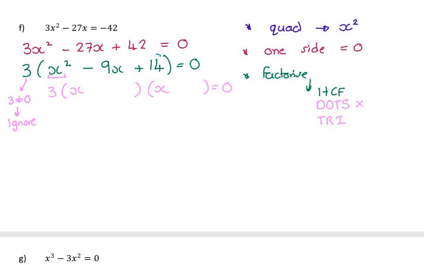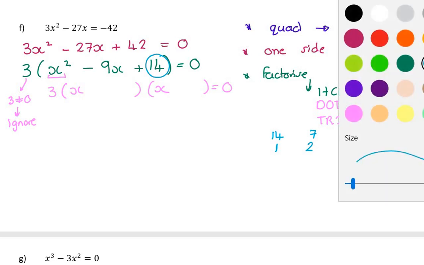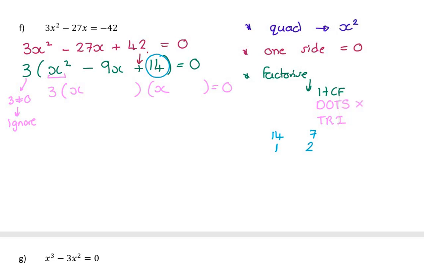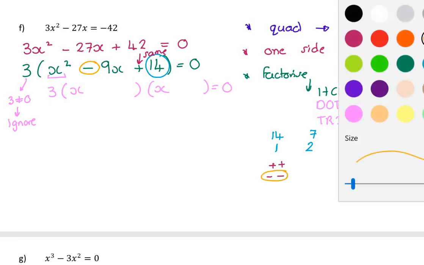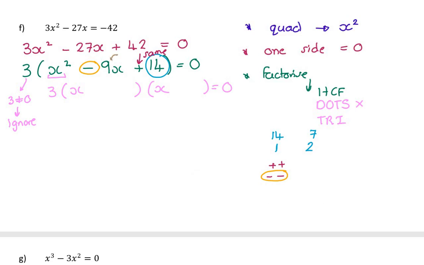Not too many options for 14. My options are 14 and 1, which is highly unlikely, and 7 and 2. And my signs have to be the same signs. So either I need plus plus or minus minus. Now I know which one I need because the middle term is a minus. So I know it's minus minus. And so lastly I need to decide if I need 9, or 14 and 1 won't work, it's going to be 7 and 2. So it's minus 7 minus 2 will give me minus 9.